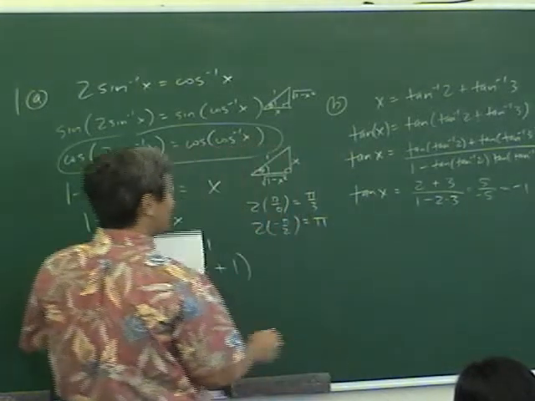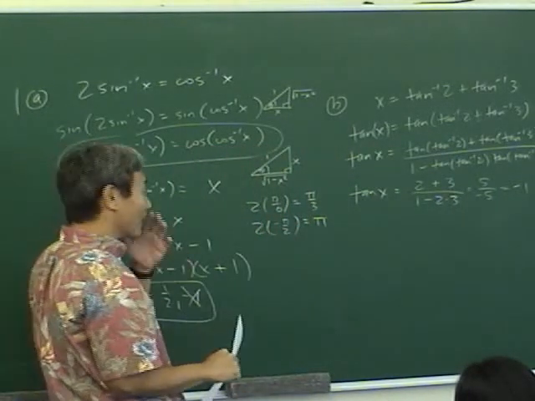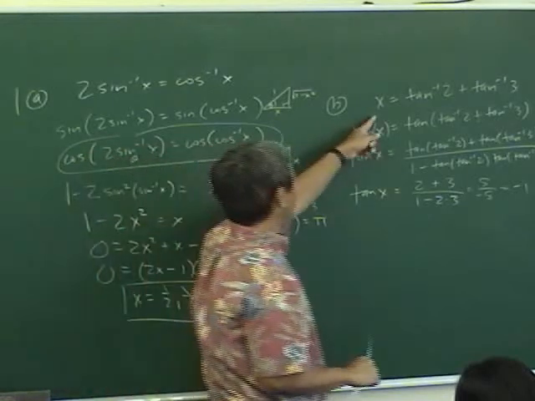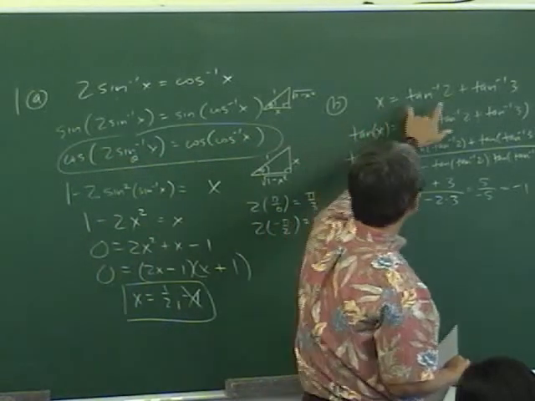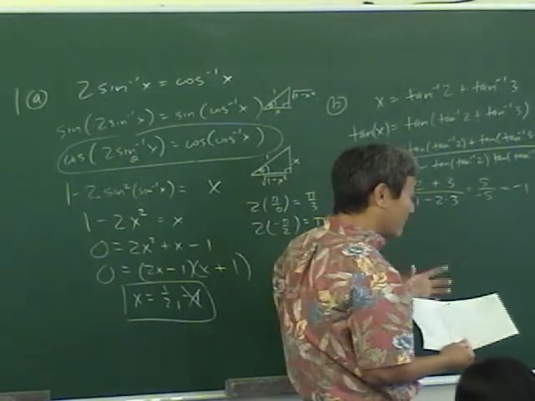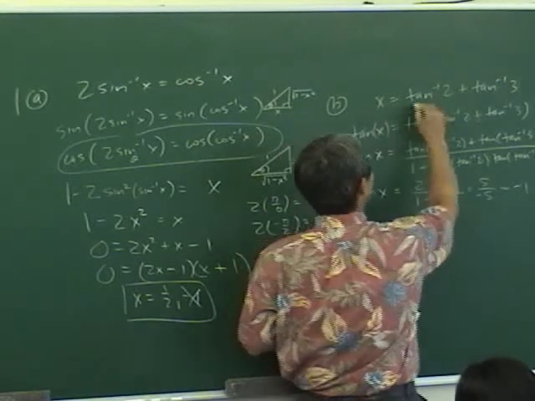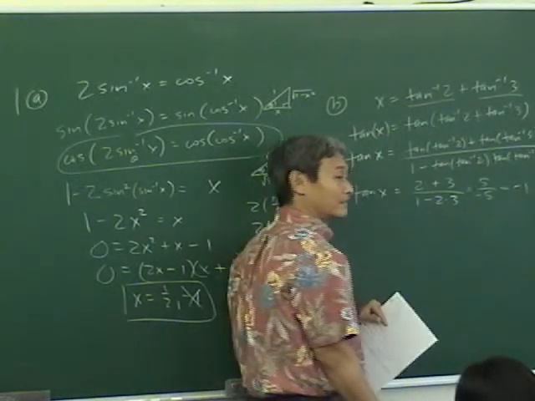Okay, now I'm pretty sure everybody can do that, but now here's the thinking part. We're trying to solve for x here. Remember, inverse trig functions are angle measurements, right? So x is equal to this angle plus that angle.